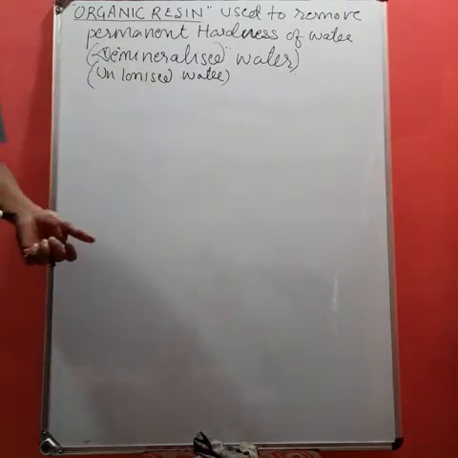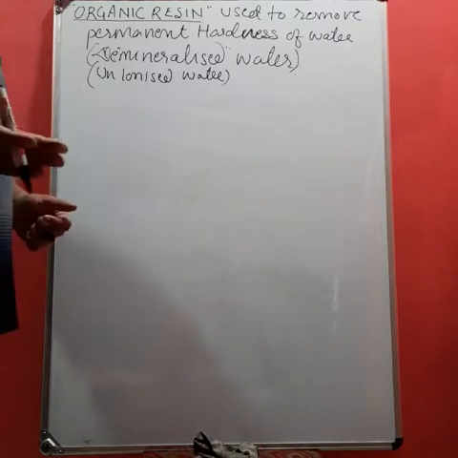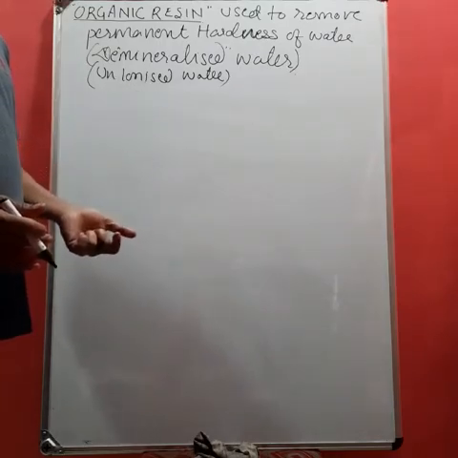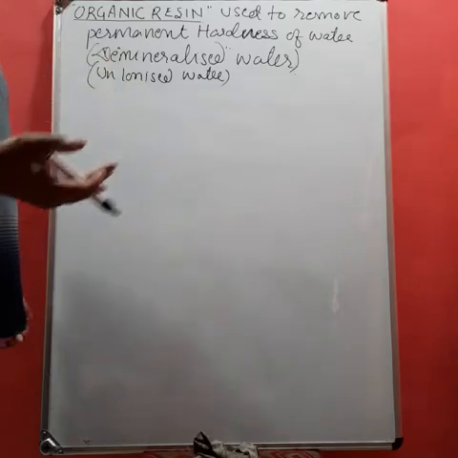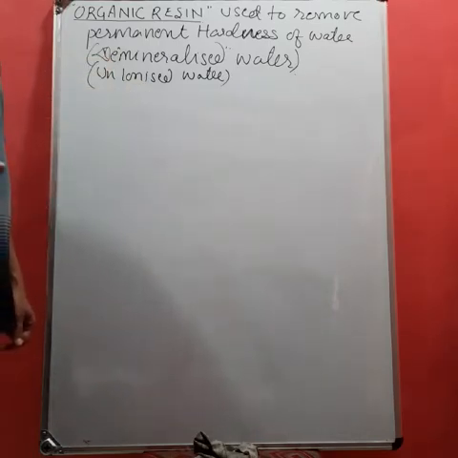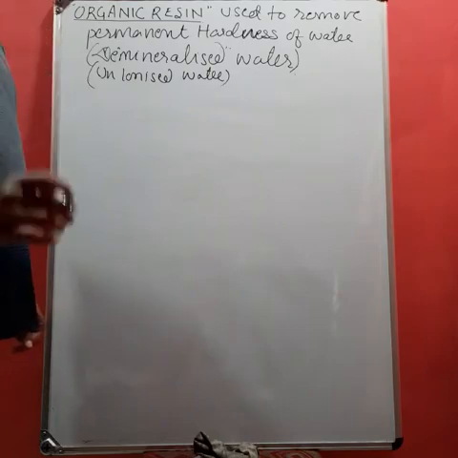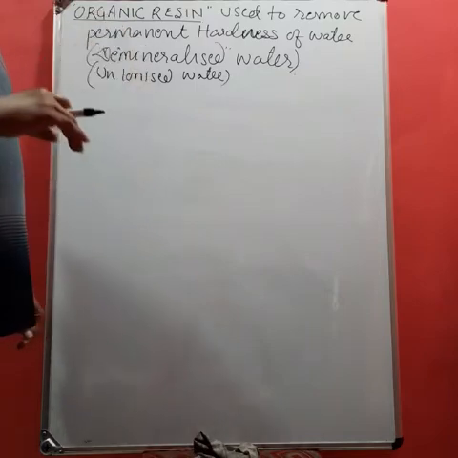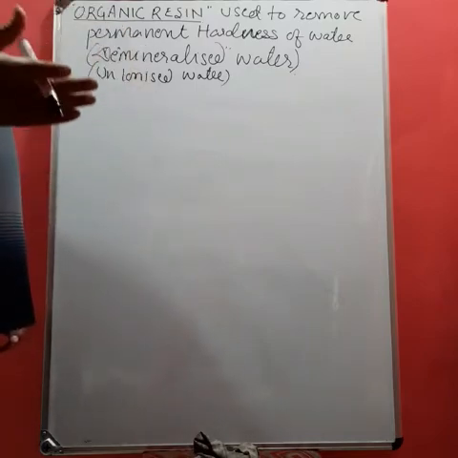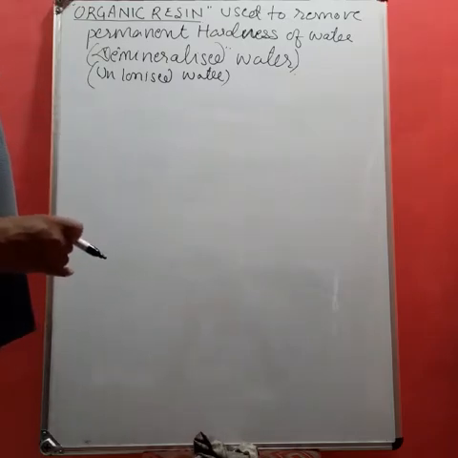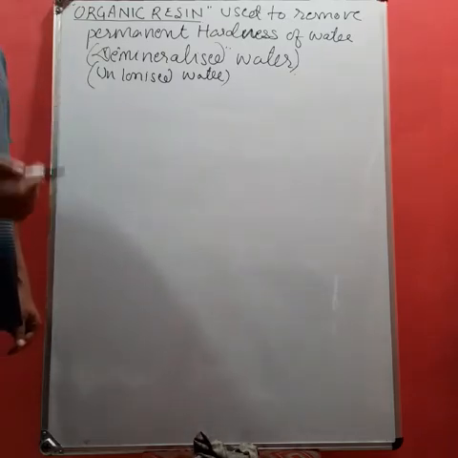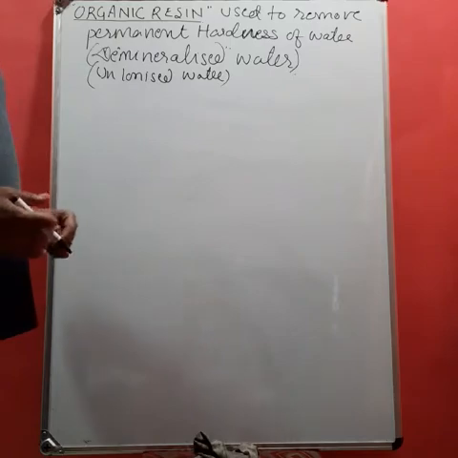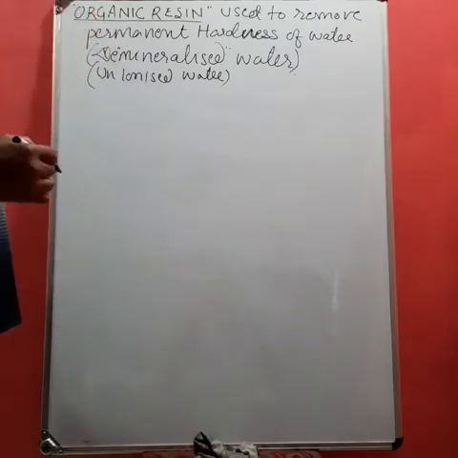Student, in the previous method we checked that the cationic impurities present in water, like calcium and magnesium, can be removed by the zeolite. But remember, in the previous method only cationic impurities can be removed. The anionic impurities, that is chlorides and sulfates, still remain in the water, and the presence of these impurities can make the water impure or hard. So if we want to remove all types of ionic impurities present in water, then we use the organic resin method.